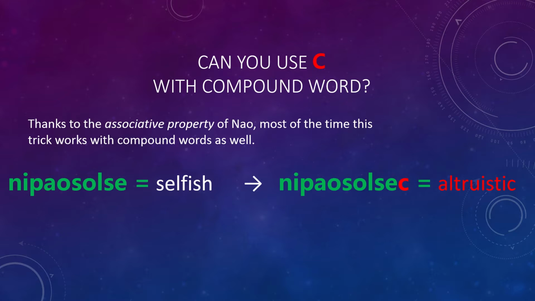Nipao solse means selfish. And again, what's the opposite of selfish? That's altruistic. Because nipao solse literally means that you care only about yourself, and nipao solsesh literally means that you only care about the others. So they're the opposites, and you just put a sh at the end and it works. Nipao solsesh, altruistic.